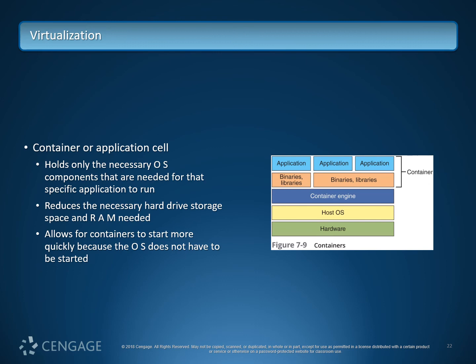A container or application cell is going to be something that holds only the necessary components for that particular application or OS to run. It reduces the amount of hard drive storage that's necessary and the amount of RAM you need. This allows containers to start up a lot more quickly because we don't actually have to initialize an OS. So we can have containers that contain a host OS, those are just VMs, and then we can have containers that are instances that pass through into the OS and run in protected memory space. This allows us to have a great deal of elasticity and resilience for our hardware.